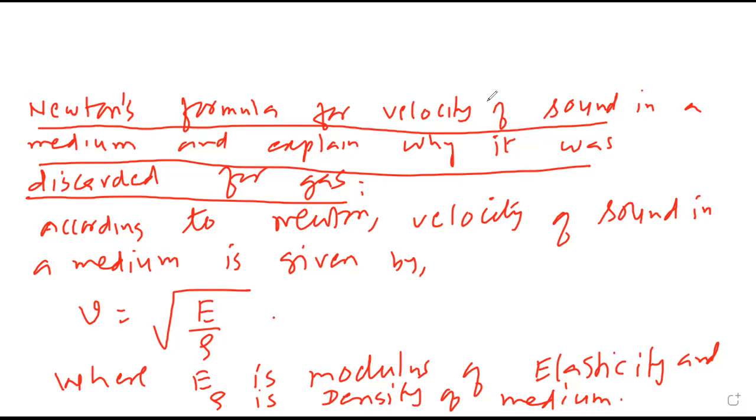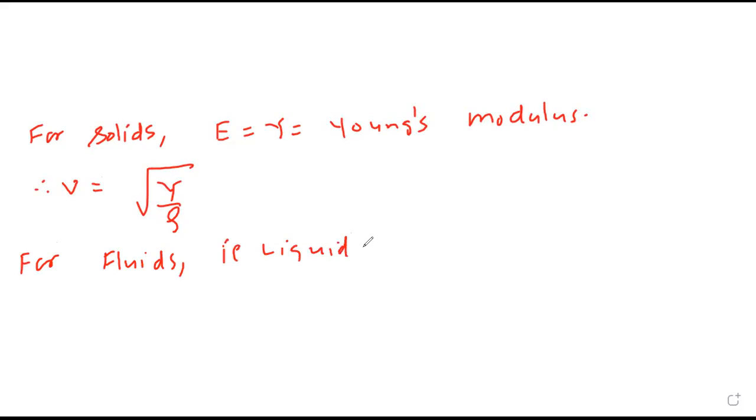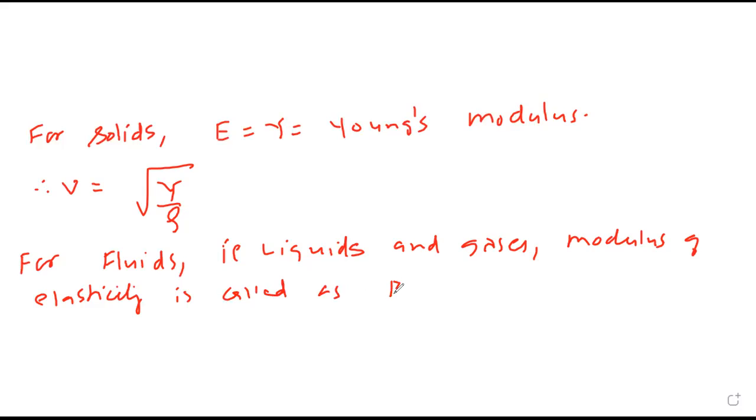So this is general E by rho. For solids, E is Y, which is called as Young's modulus. We have done in chapter called mechanical properties of solids. So V equals to root of Y by rho in solid. For fluids, that is liquids and gases, modulus of elasticity is called as bulk modulus K. Therefore, V equals to root of K by rho.